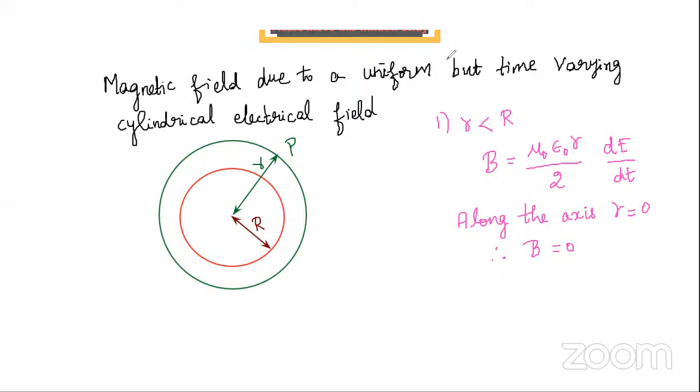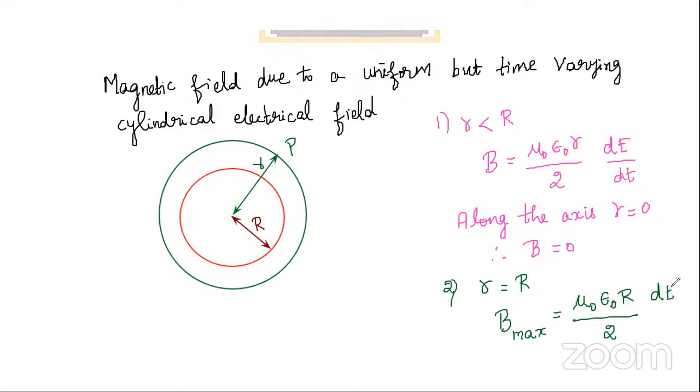And the second scenario which we are going to consider now is r equal to capital R. In that case, your magnetic field will be maximum. This magnetic field is represented as B max. So that will be equal to mu naught epsilon naught, and instead of small r, you put capital R. So mu naught epsilon naught capital R by 2 into dE by dt. This is the maximum value of magnetic field.